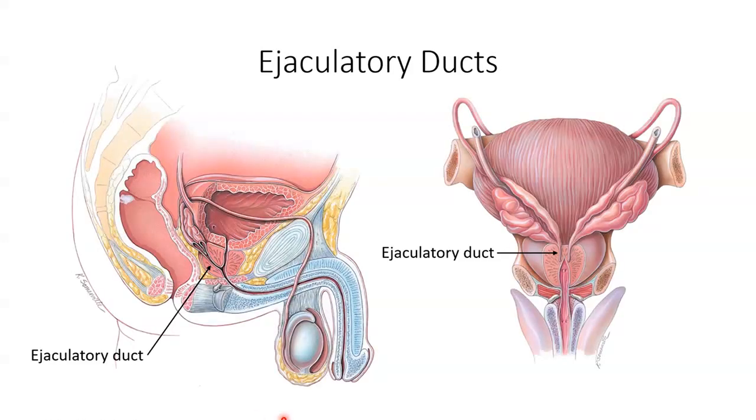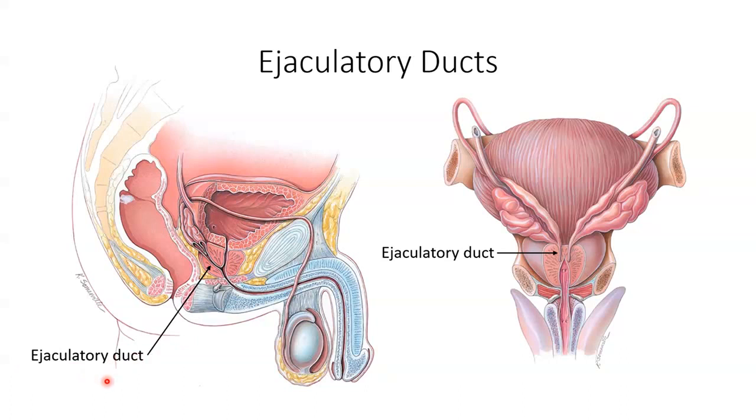At the distal end of the ductus deferens are the ejaculatory ducts. Each ejaculatory duct is 2 centimeters long and is formed by the union of the duct from the seminal vesicle and the ductus deferens. So if we look at this image here, this is a seminal vesicle. This coming along here is a ductus deferens. This little portion here, where those two combine, is our ejaculatory duct.